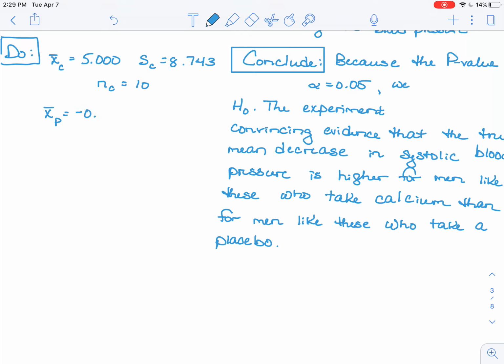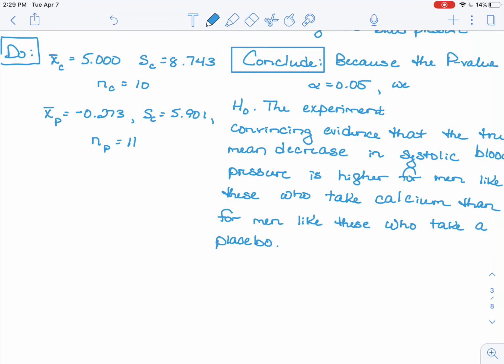Sample size for this group again was stated to be the 10 men. Sample data for the placebo group, I got negative 0.273, standard deviation of 5.901. And the sample size for the placebo group was 11 men.